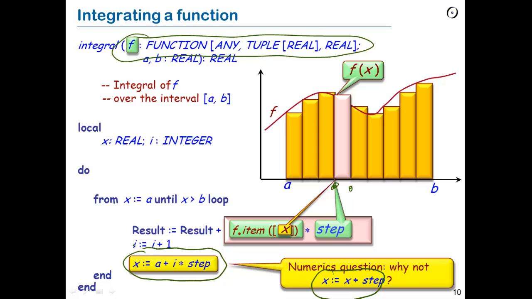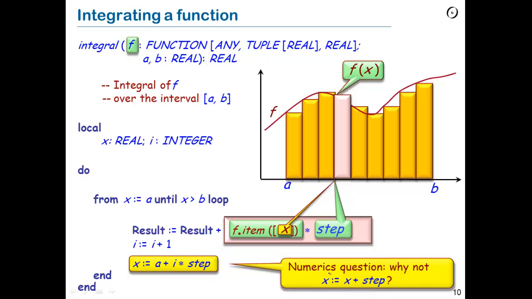Think about it. The answer is a numerical answer. It has, in fact, nothing to do with the rest of the discussion, as I mentioned, but it's important in practice. If we do x receives x plus step, as shown on the right, we're going to have a small numerical error. As you know, the representation of numbers is not exact on computers, the representation of rational and real numbers.